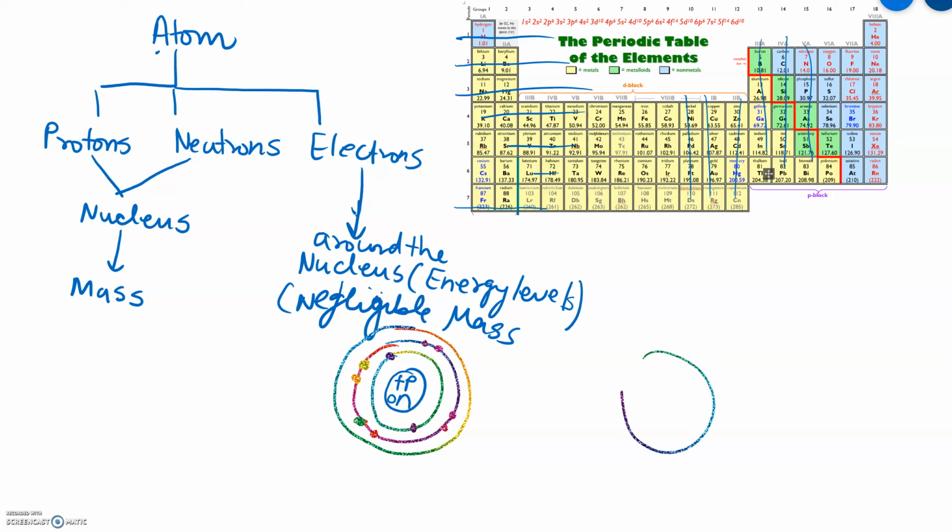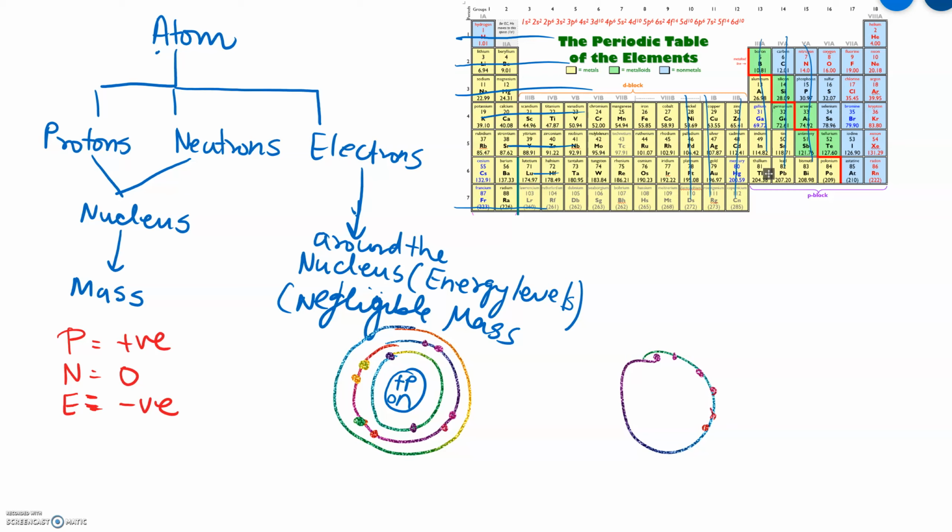I'm not drawing them like this, and the reason is they do have some repulsion because of the charge these electrons have. They have negative charge. Protons have positive charge, neutrons have 0 charge, and electrons have negative charge. It's this positive and negative that is holding the atom together.